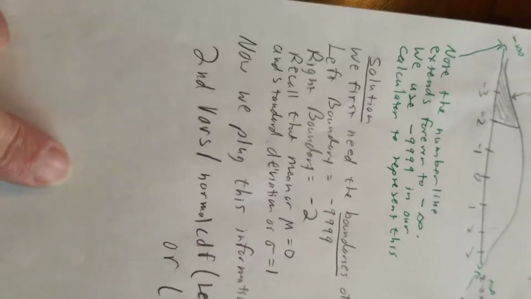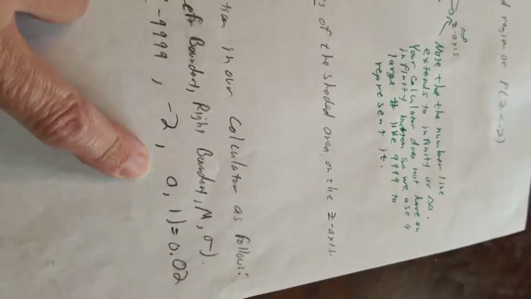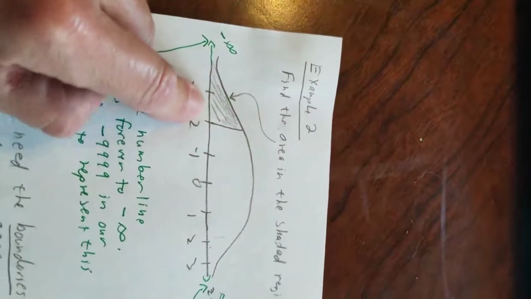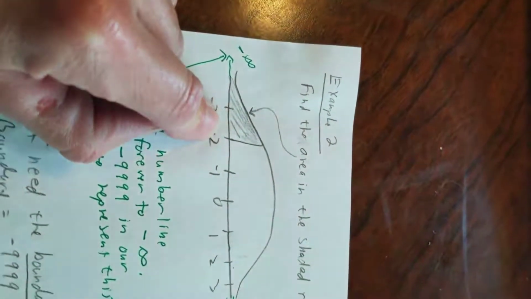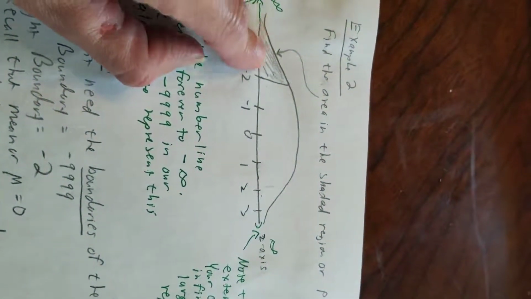We plug this into the calculator using second bars, normal CDF, and then you enter negative 9999, negative 2, 0, and 1. Okay? So again, second bars, we've used that before. Normal CDF. C stands for cumulative. Cumulative area always means area to the left. You will see that in a lot of problems. You need to remember that wording and that terminology. Area to the left of any number is a cumulative. You're accumulating, adding up the area to the left of a number.